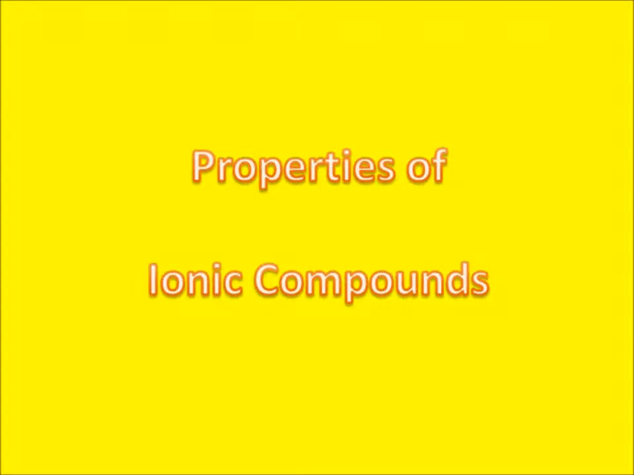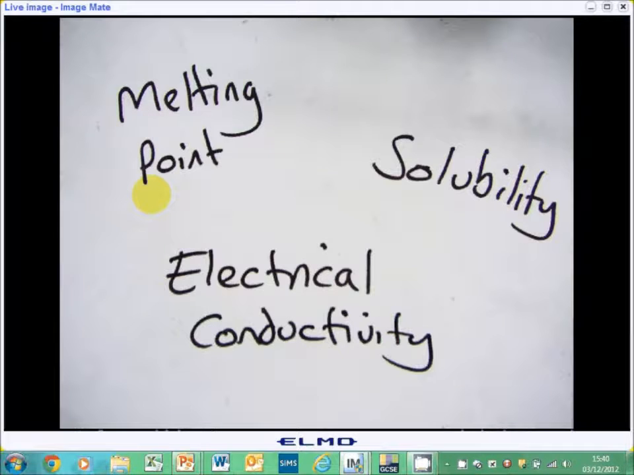This part of the lesson is going to focus on the properties of ionic compounds. There are three major properties that you need to be able to explain. Those three properties are melting point, solubility, and electrical conductivity. I'm going to show you now a video of solubility and electrical conductivity.